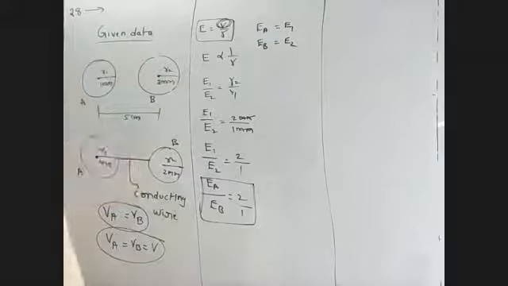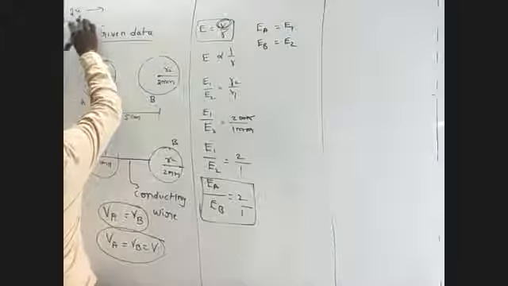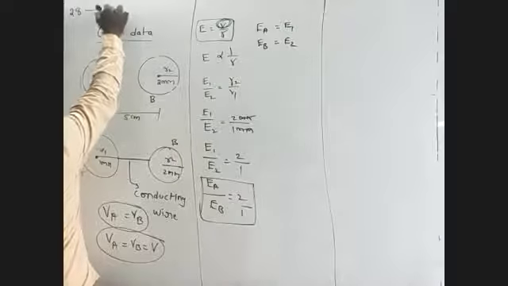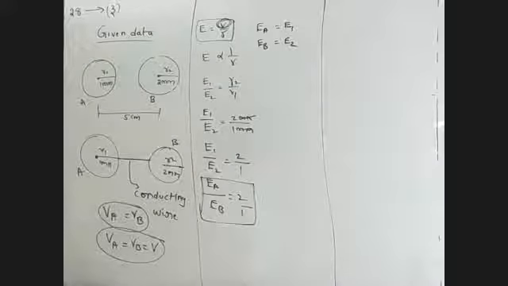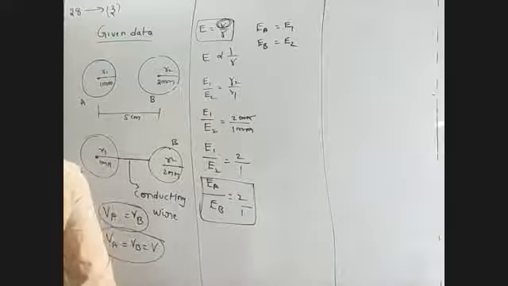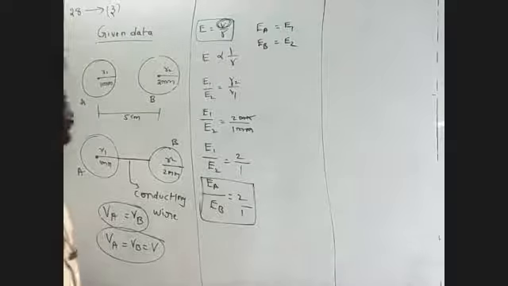What is the option for question number 28? The answer is 2:1. For question number 28, the option is the third option. The answer is 3.